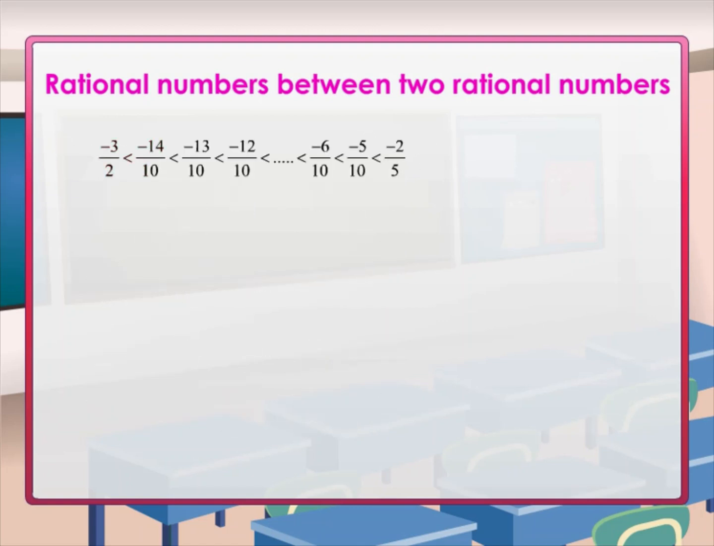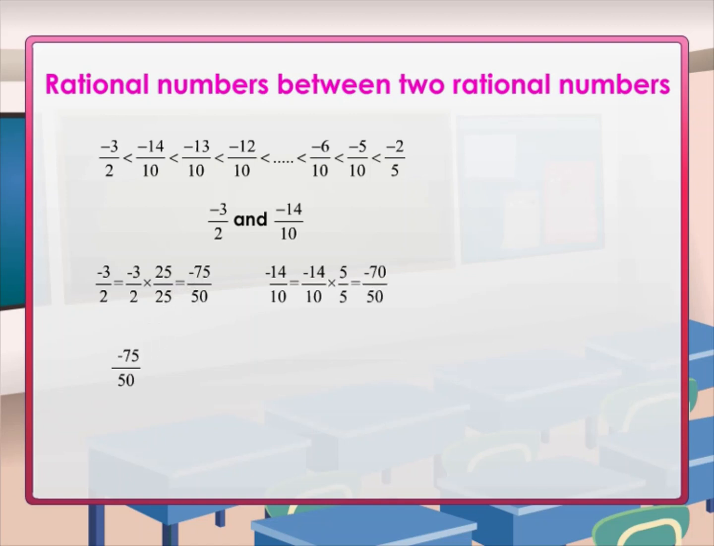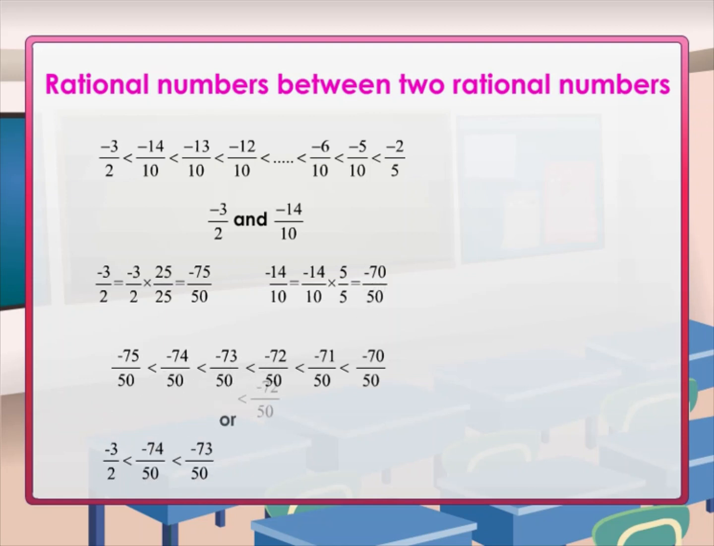You can also find rational numbers between minus 3 by 2 and minus 14 by 10. Proceed with the same steps as we did before. Convert them into equivalent rational numbers. Next, find the rational numbers between two rational numbers. In the same way, you can find unlimited number of rational numbers between two rational numbers.